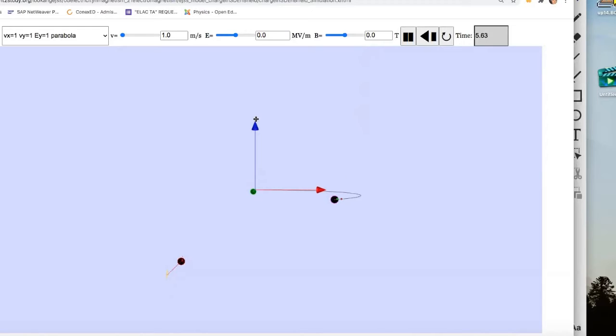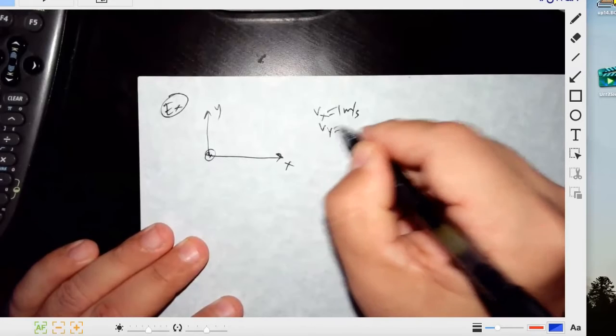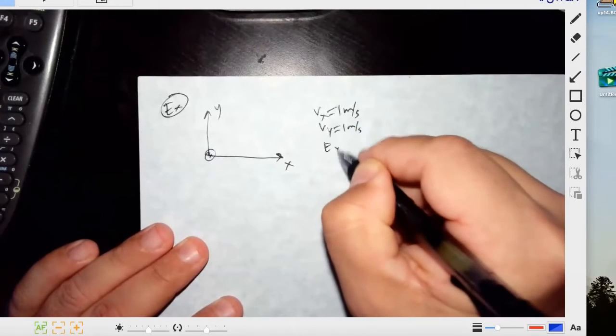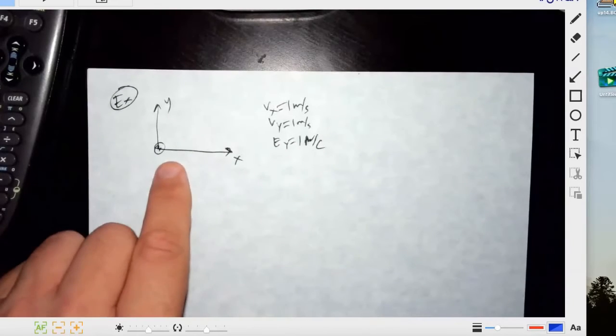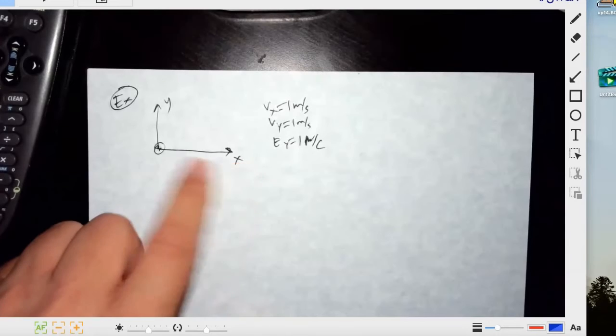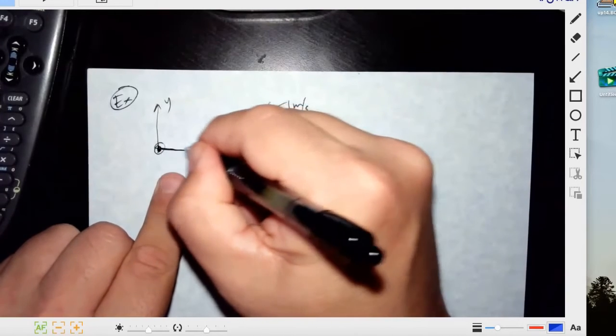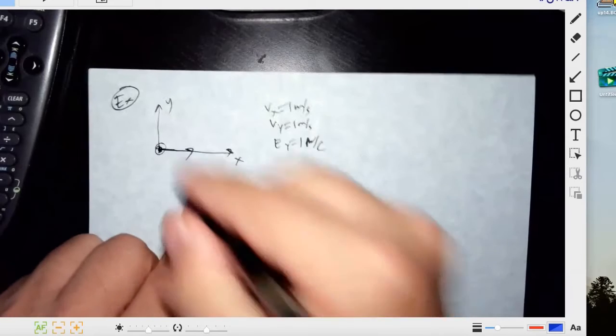Of course, this is into the board like this, but I'm doing this so we can see it. Is that a parabola? Yeah, it's a parabola. Vy is 1 and Ey is 1 Newton per Coulomb. So then what's the equation in the x direction? In the x direction, you just have no forces, right? You just have a velocity in that direction.